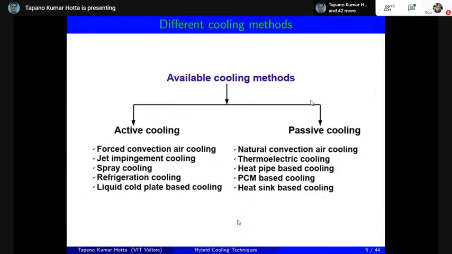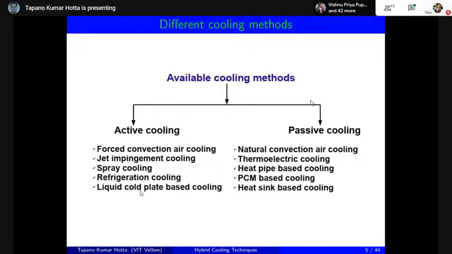But instead of going out, what normally we do now, we spend a lot of money in the form of fan or air cooler or air conditioner. We sit inside the home. So that kind of technique is known as what? No, active cooling, because you are using some external agent here. Now, under the active cooling technique, you can see we have forced convection air cooling, jet impingement cooling, spray cooling, refrigeration cooling, liquid cold plate cooling.